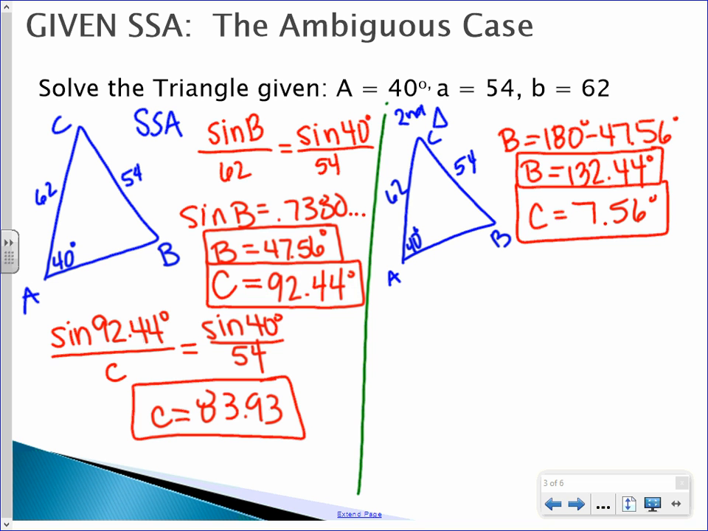Now we have angle B, we have angle C, and we just need side C. Your work for each of these two triangles is going to look very similar. You're just going to have different angles to work with. So you're still going to set up the sine of angle C over side C equals the sine of angle A over side A. Everyone do it in your calculators.